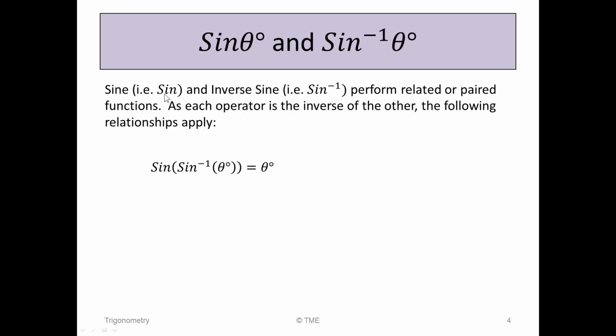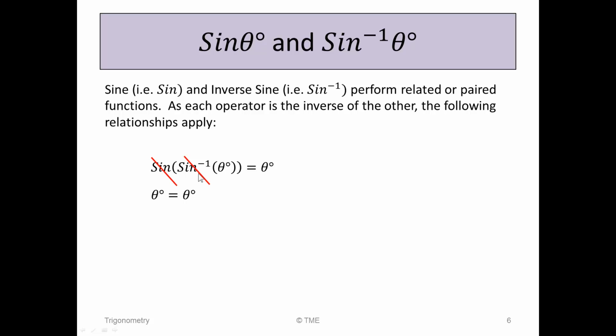Sine, written as sin, and inverse sine, written as sin to the minus 1, perform related or paired functions. They're twins. As each operator is the inverse of the other, the following relationships apply. In the middle brackets here, we can see that we've got the sine inverse of theta. Outside that, we're taking the sine of the sine inverse. So we're performing one operator on another, and these are paired. The effect of this is that they cancel each other out. So the sine of the sine inverse gets rid of it, leaving you with theta equals theta.